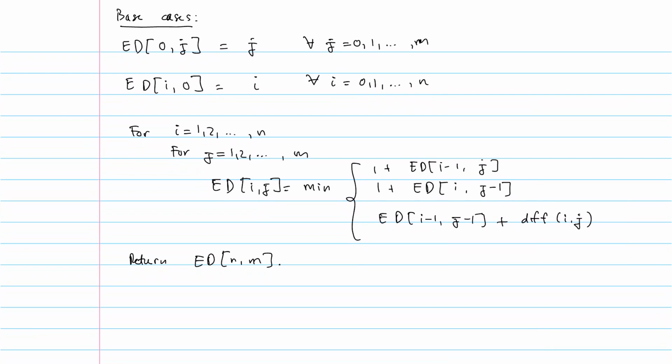It is fairly easy to see that this algorithm runs in n times n time. And based on some complexity assumption, this is the best running time possible to compute the exact edit distance.